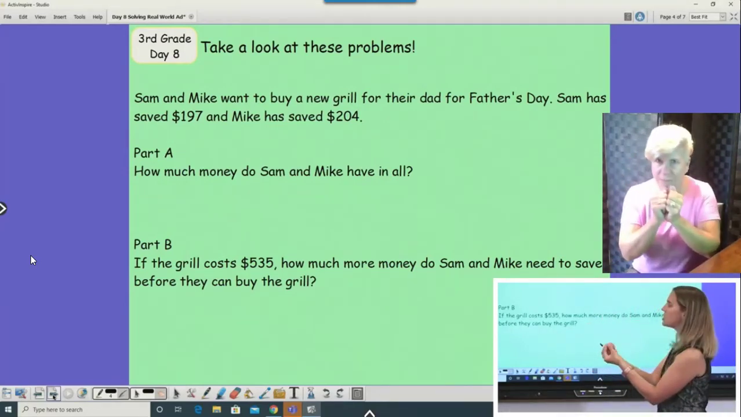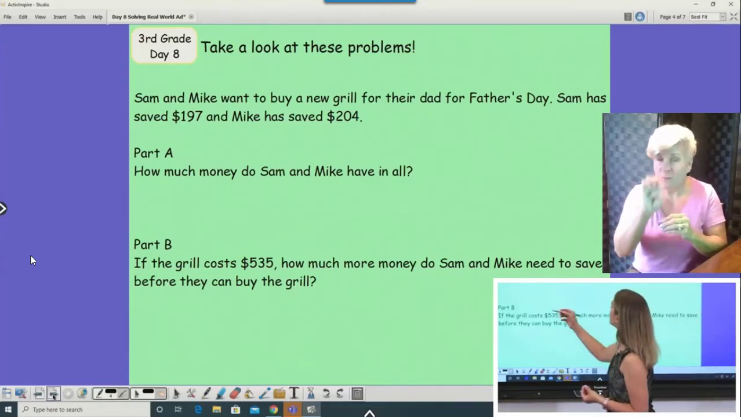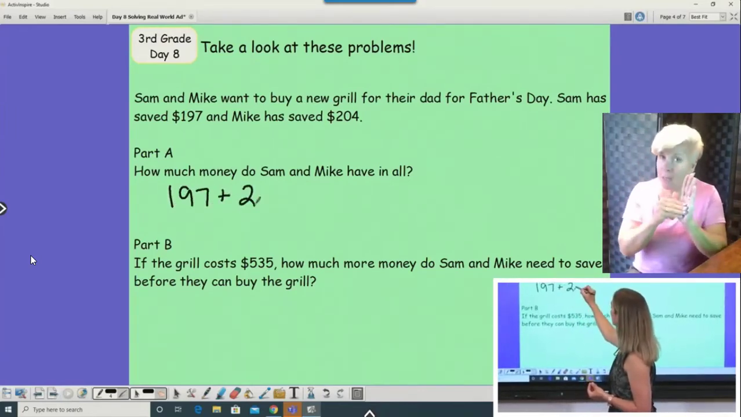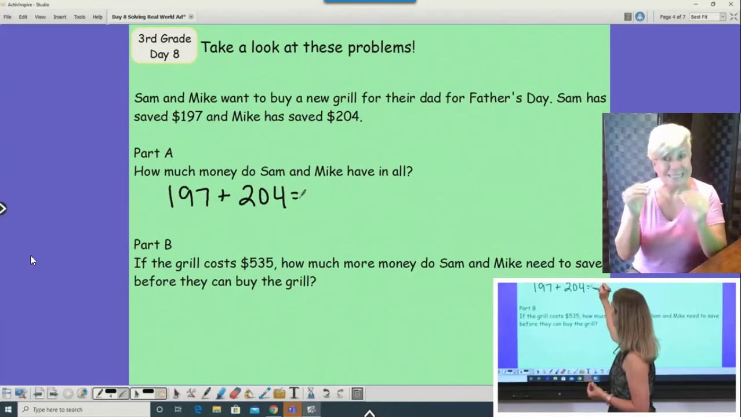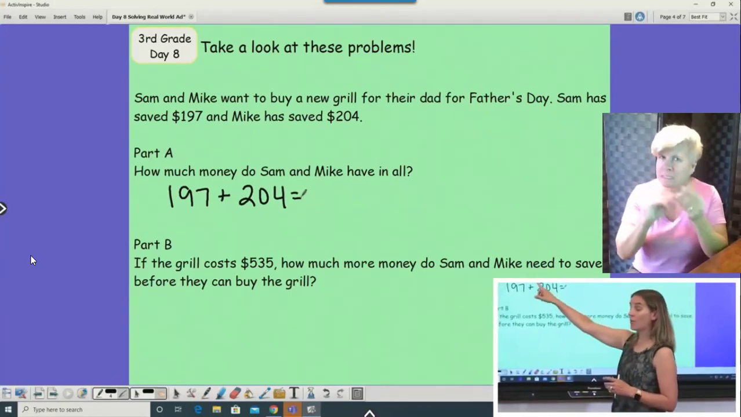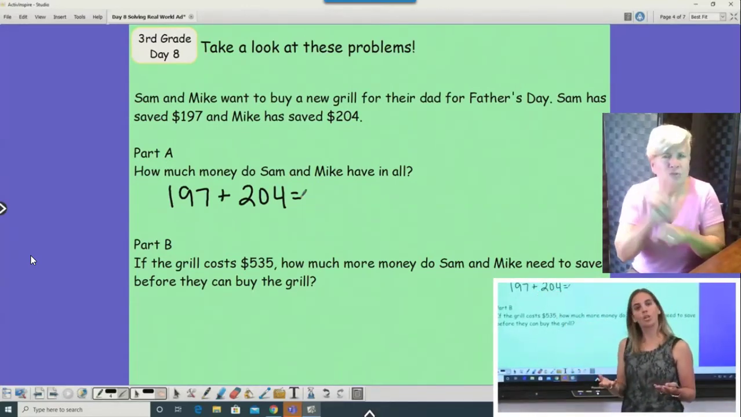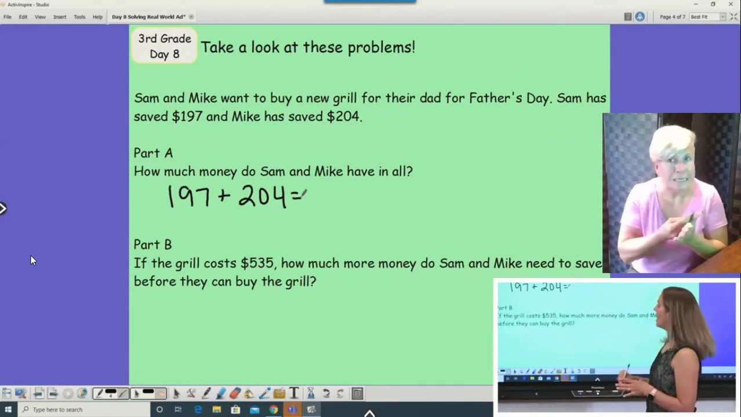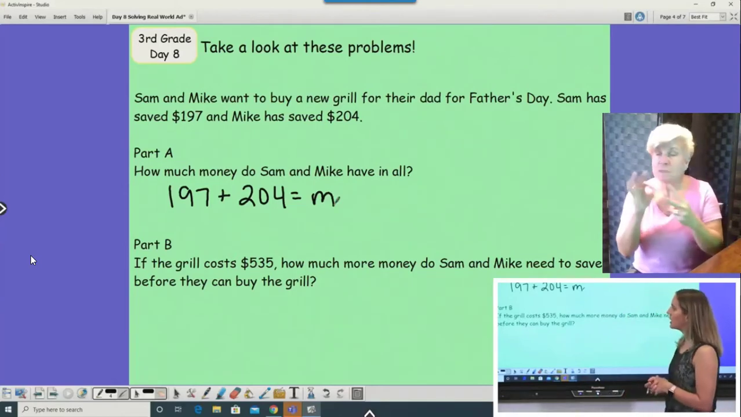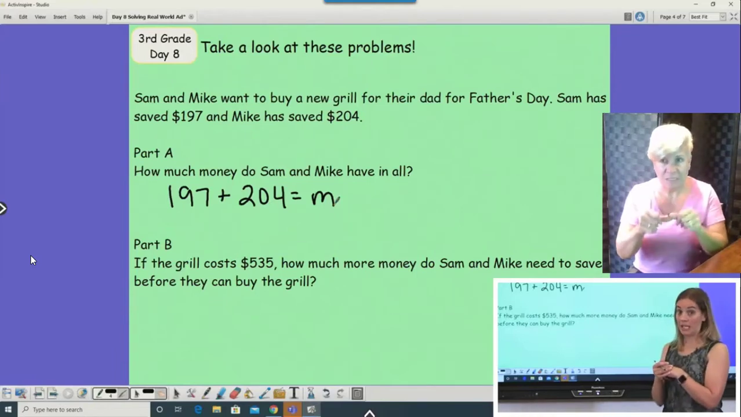So let's do that. Let's write that equation and put a variable in for that unknown. So let's do 197 plus 204, and we know that that's going to equal our variable. Remember, our variable represents the number, how much money Sam and Mike have all together. So what letter could we use to represent money? Yeah, let's use M. Now remember, if you chose a different letter, that's okay too. It won't matter at the end. Now, we got to add those together to find our answer so we can go on to part B.